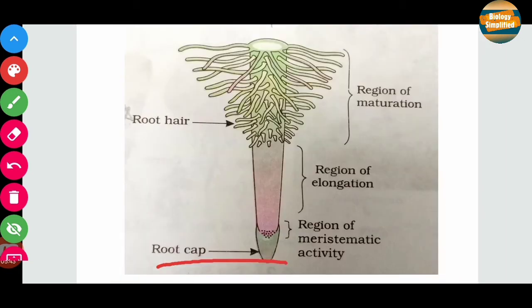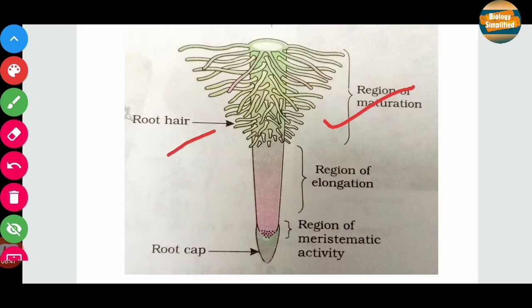So these are all the regions of the root. As we have seen, first is the root cap. It secretes mucilage for the easy passage of the root, and in aquatic plants there are root pockets instead of root cap. Then above the root cap there is the region of meristematic activity, where dividing cells are present and extensive cell division takes place. Above this is the region of elongation, where the cells get enlarged and growth occurs.